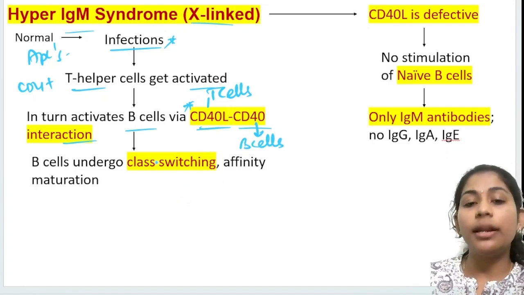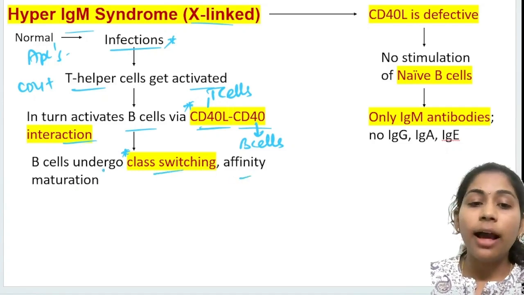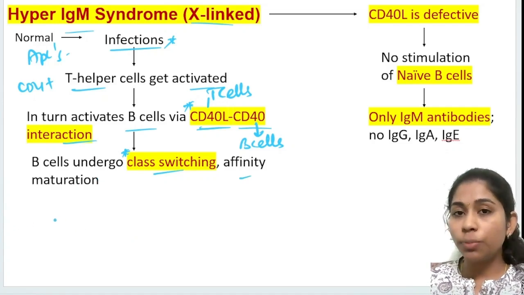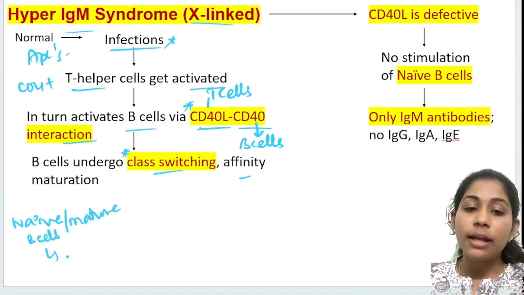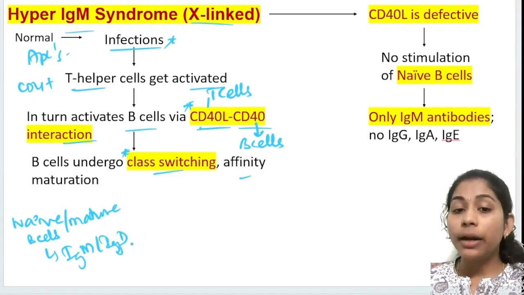When this interaction happens, what will happen in the B cells? The B cells undergo class switching and affinity maturation. So what is this class switching? When I said the precursor to mature B cells, these mature B cells are also called naive B cells. These naive B cells will express only IgM and IgD, okay.